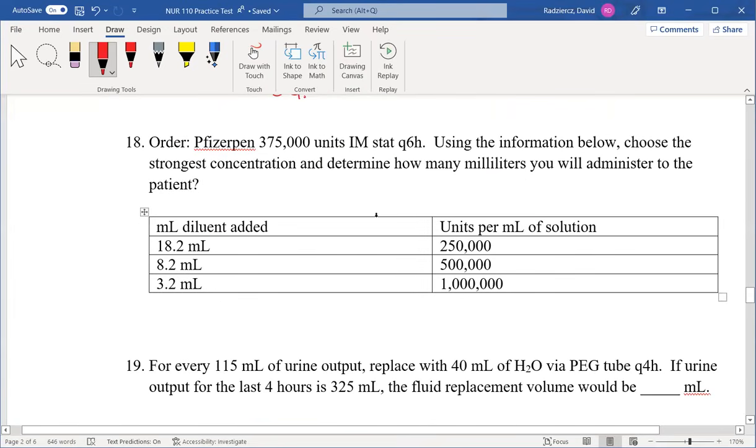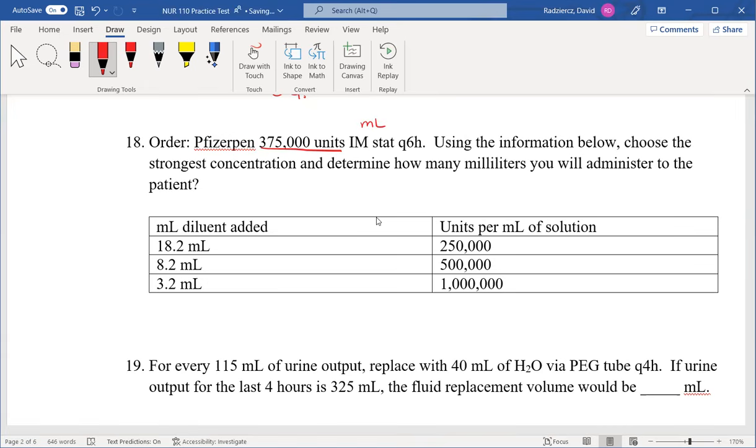The Pfizerpen question, I think, is a better example of a reconstitution question that you might see. So the order you can see is 375,000 units IM. As soon as you see IM, just know that your final answer is going to be in milliliters, every 6 hours. And then it says to choose the strongest concentration. So that's important. And determine how many milliliters you will administer to the patient.